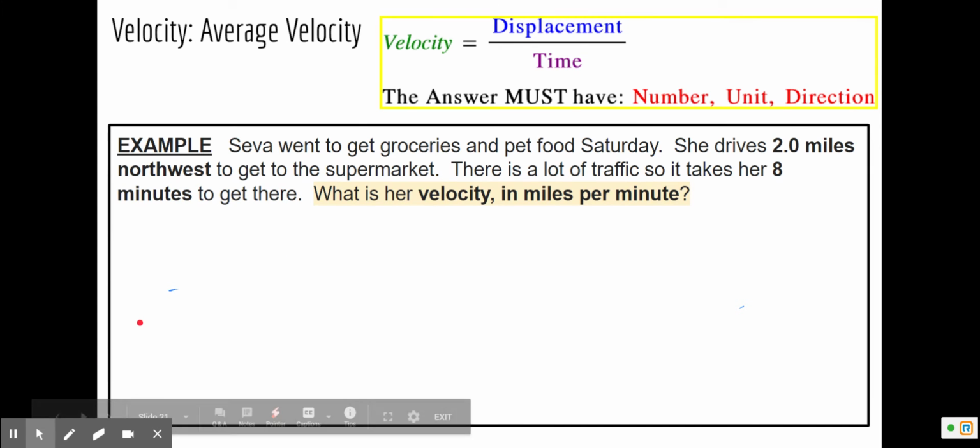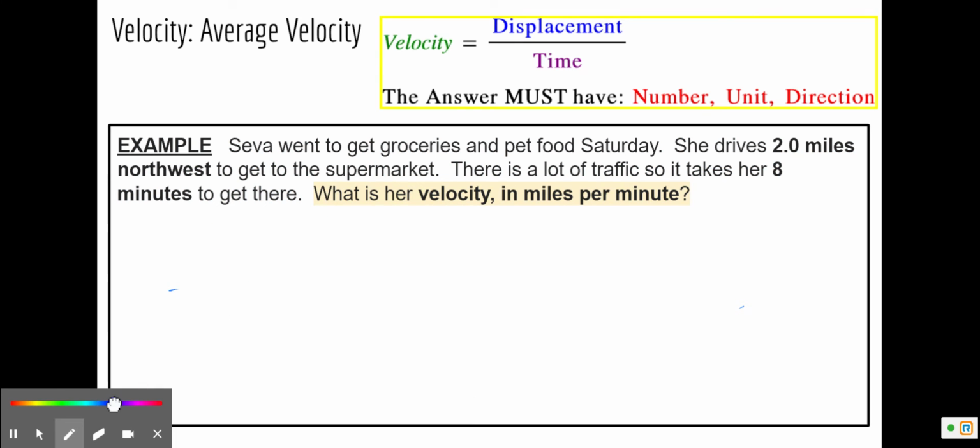Let's do a sample problem. Velocity equals displacement divided by time. Our velocity answer must have a number, a unit, and a direction. Seva went to get groceries and pet food Saturday. She drives 2 miles northwest to get to the supermarket. There is a lot of traffic, so it takes her 8 minutes to get there. What is her velocity in miles per minute?